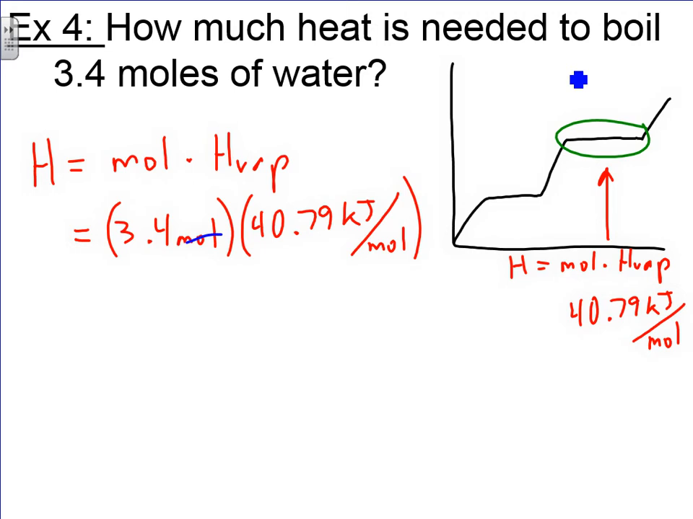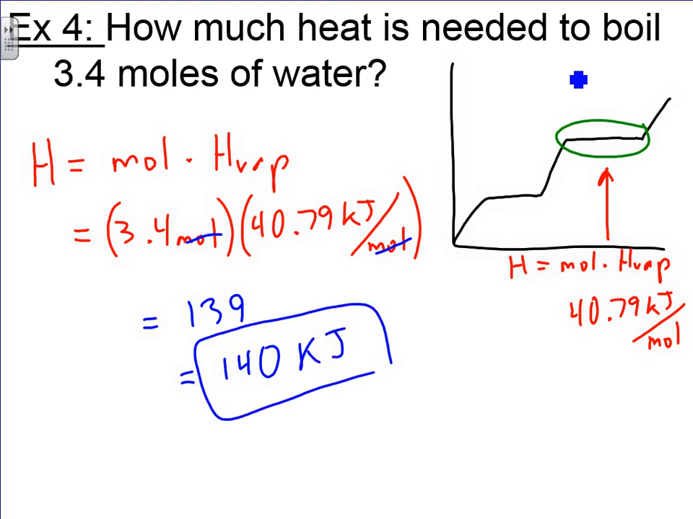The moles are out, and now go and do this in your calculator. 3.4 times 40.79, and you get 139, which, since we have two sig figs, is really 140, and then kilojoules would be our unit. So it'll take 140 kilojoules if you want to boil 3.4 moles of water. That's quite a bit of heat that you have to put in, and your hot plate will sit there for a while until all this boils out. So that's how you do this first problem.